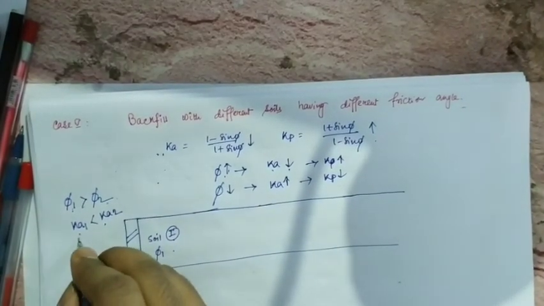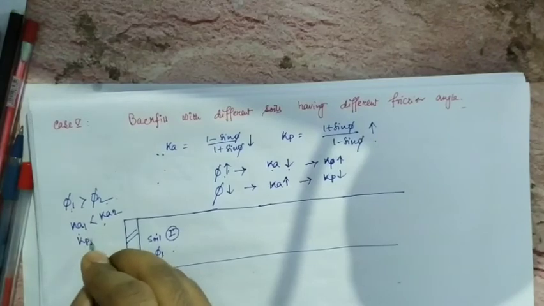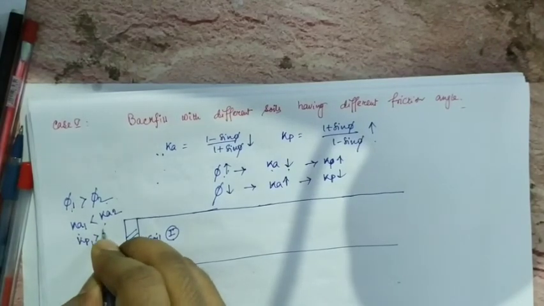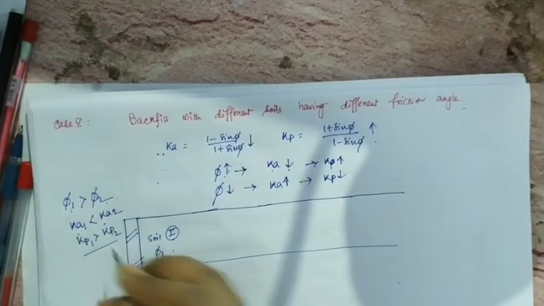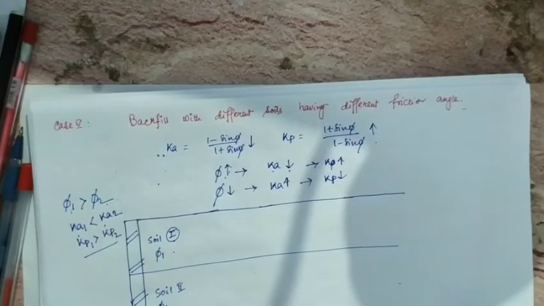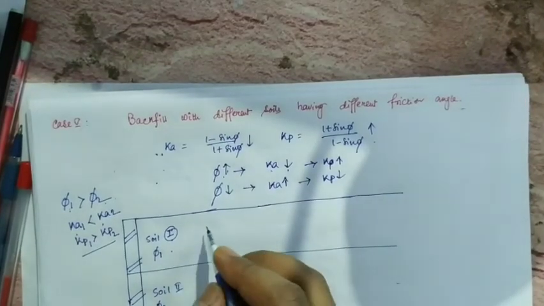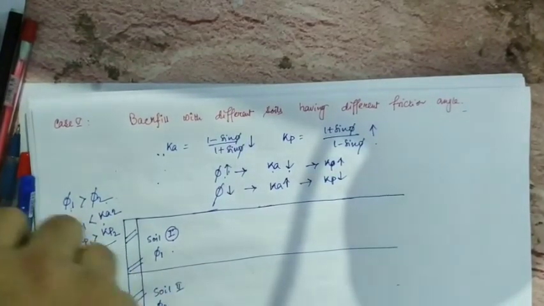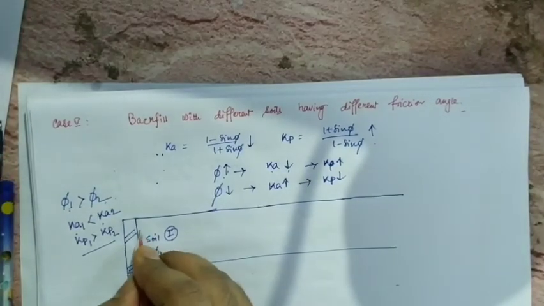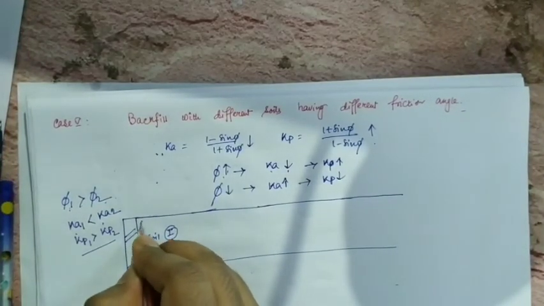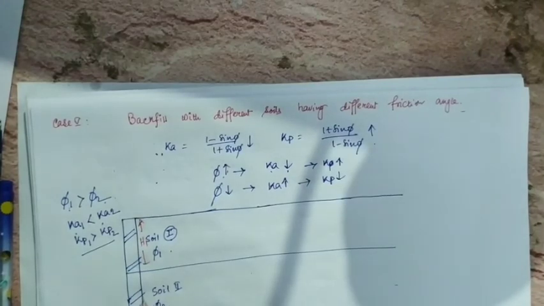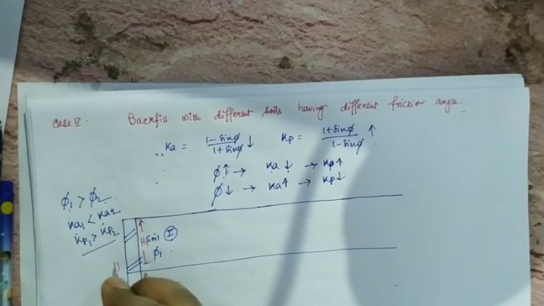And what will happen? Kp1 will be greater than Kp2. Understood? So now look, suppose the height of soil 1 is h1 and the height of soil 2 is h2. Total height is h.